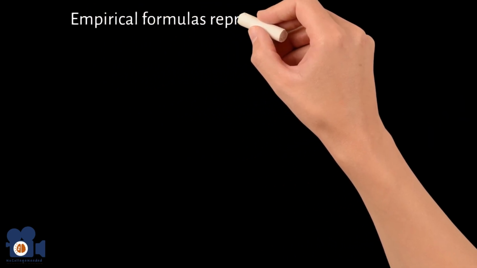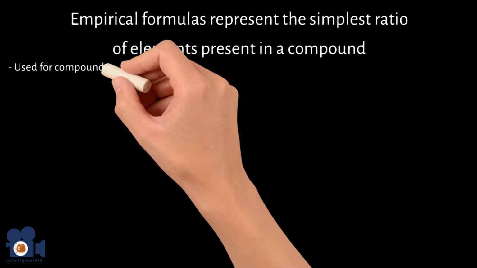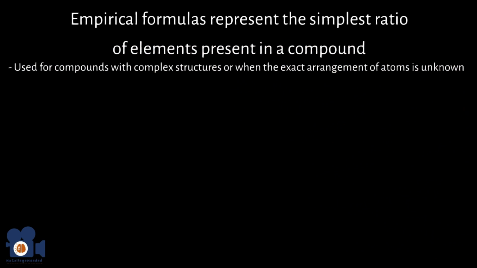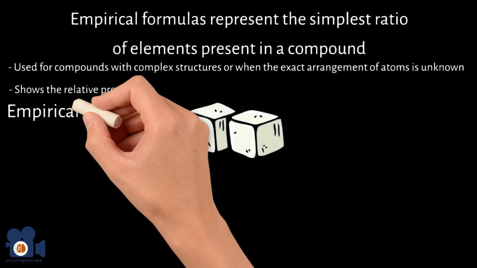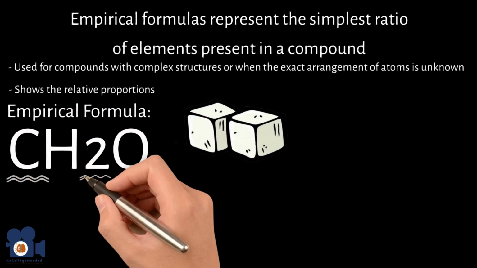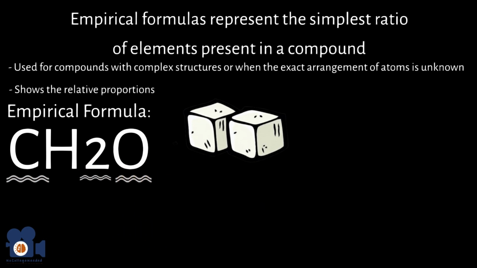Empirical formulas represent the simplest ratio of elements present in a compound and are commonly used for compounds with complex structures or when the exact arrangement of atoms is unknown. It does not provide the actual number of atoms but rather shows the relative proportions. For example, the empirical formula of glucose is CH2O, indicating that for every carbon atom, C, there are 2 hydrogen atoms, H, and 1 oxygen atom, O, in the compound.